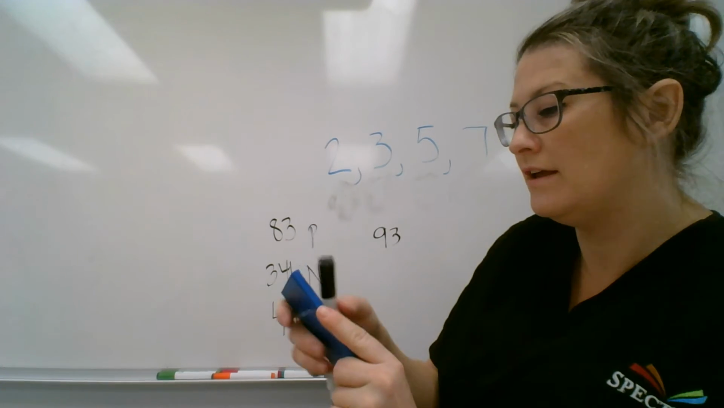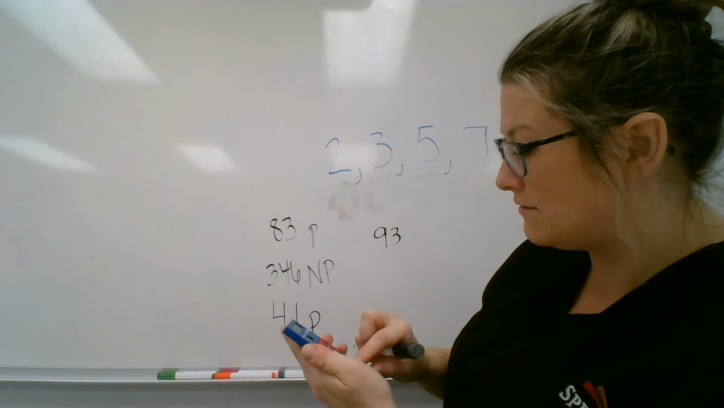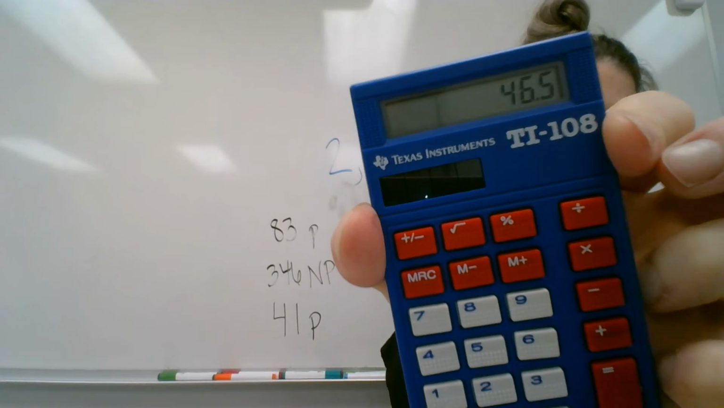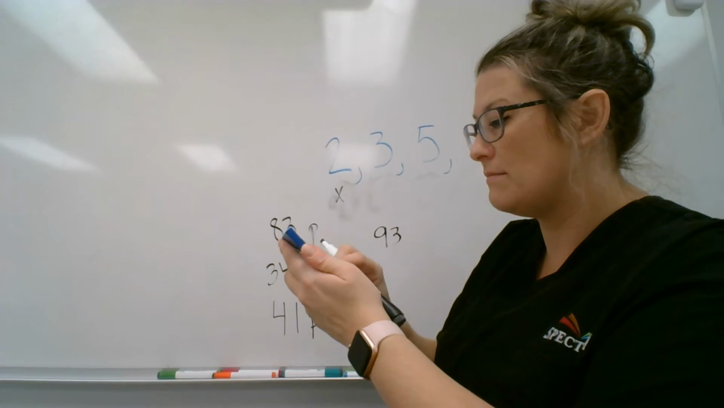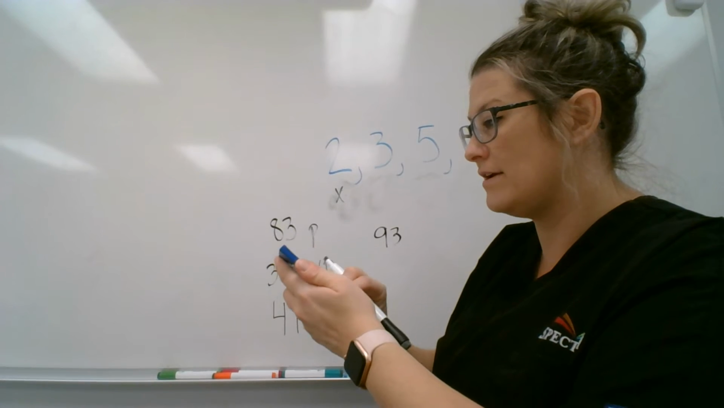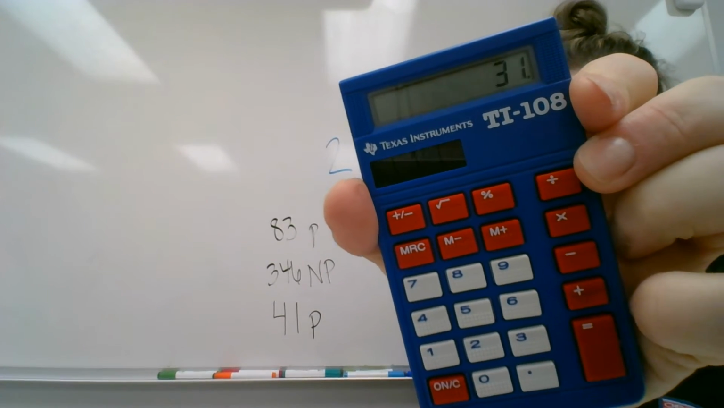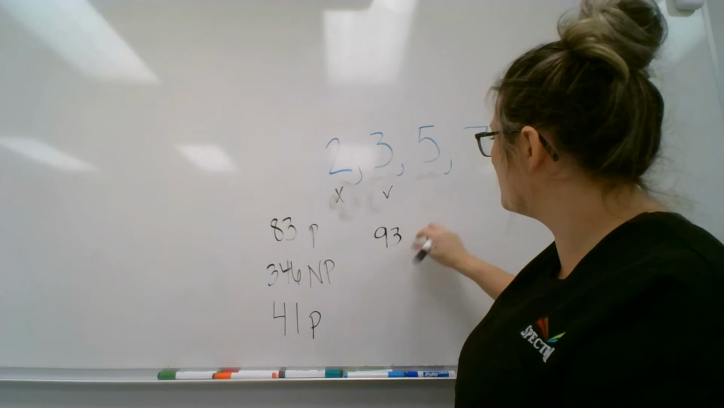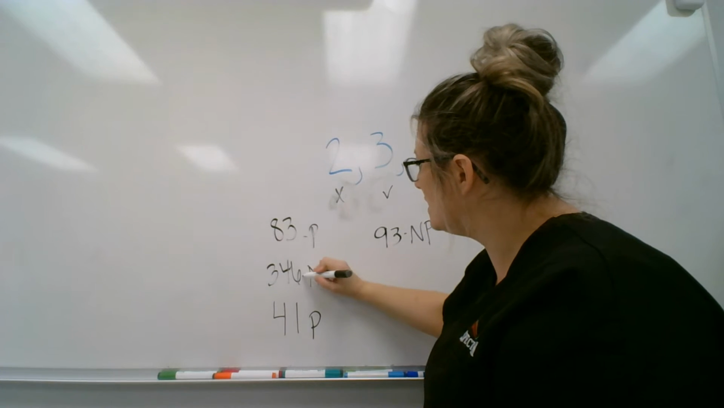All right, 93. First thing I'm going to do, 93 divided by 2. 93 divided by 2 equals 46.5. Nope, because it has a decimal in it. Next number, 93 divided by 3. 31. So there's no decimal, so it does go into 93. So I already know that this number is not prime. 93 is NP, not prime.